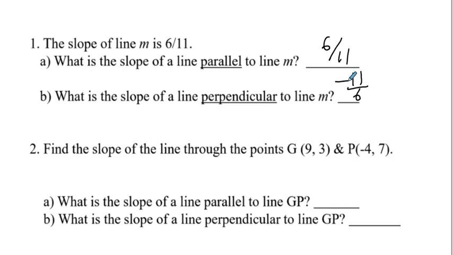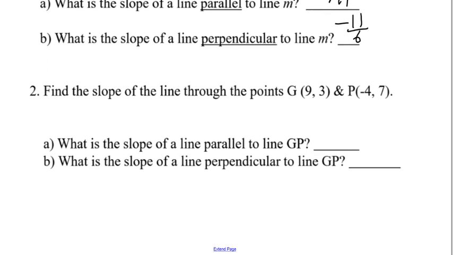Find the slope of the line through these 2 points. So we'll put 9 and 3 here. I'm going to say I'm starting with this one, and I'm going to do y's first, 3 minus 7 over 9 minus negative 4. This becomes plus. 3 minus 7 is negative 3. Sorry, my bad. Negative 4. And 9 plus 4 is 13.